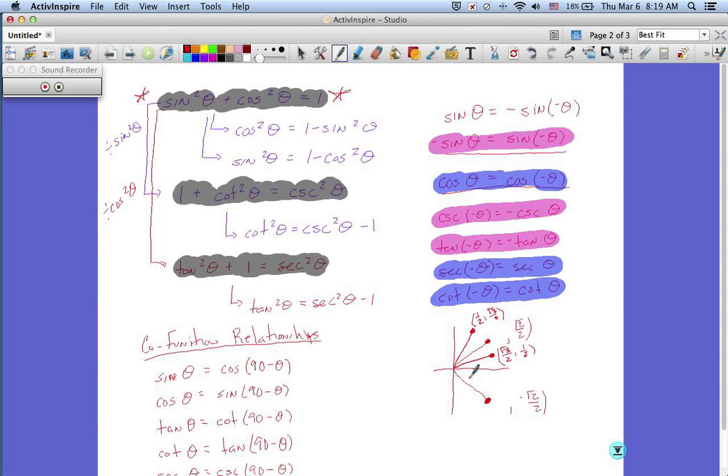All right, so those are our Pythagorean identities. Again, we'll get into using them to solve equations a little bit here in the near future.